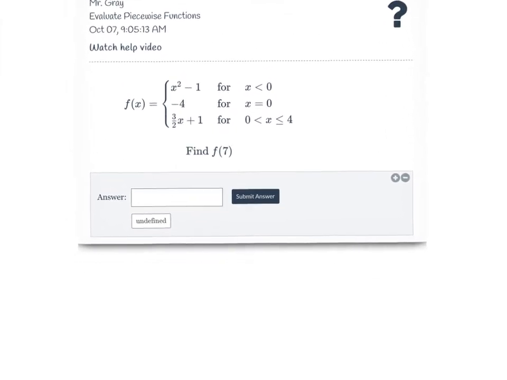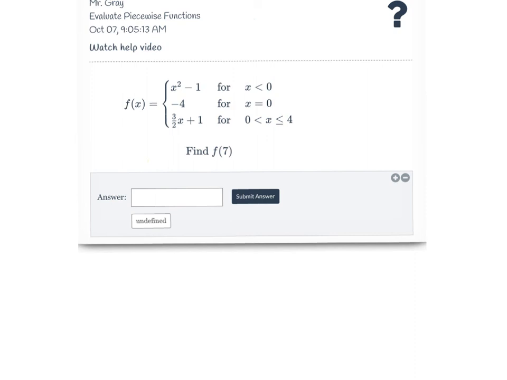Another one with 3 pieces. For everything less than 0, this function is quadratic, x squared minus 1. If x is exactly equal to 0, the output is negative 4. From 0 to 4, anything greater than 0, less than or equal to 4, we use this linear equation, 3/2 x plus 1. All right, so this asks us to find f of 7.